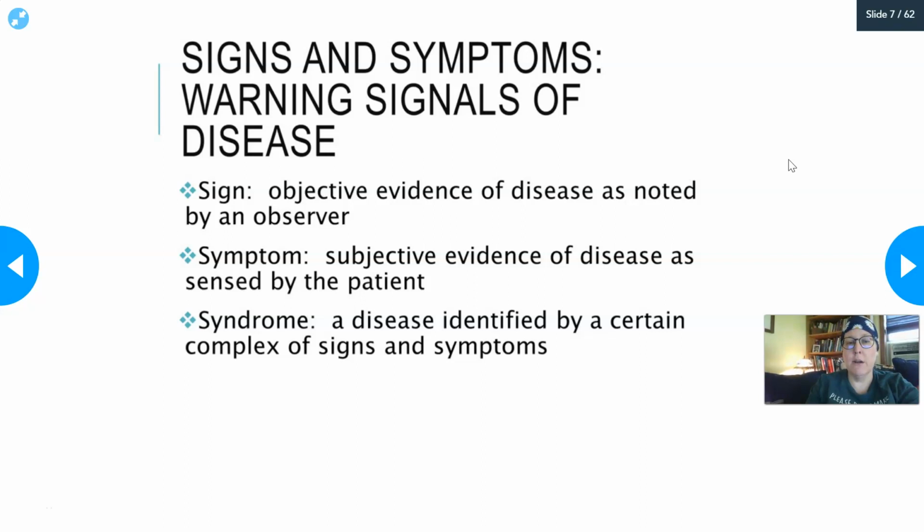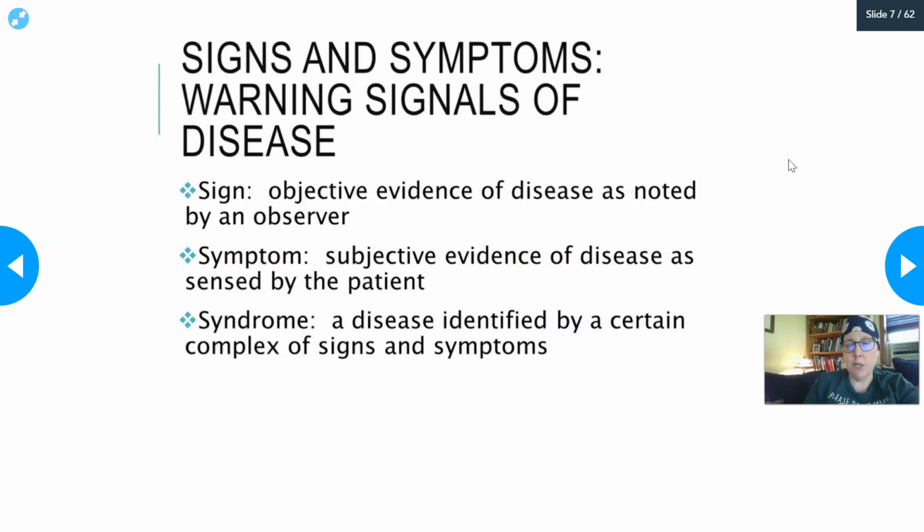A sign is an objective evidence of disease as noted by an observer. If you as a healthcare professional or as a nurse can observe and chart that evidence, then it's a sign. For example, a fever that you can measure that has a specific number, that is a sign. A rash that you can see, a specific wound in a specific location. Those are signs. You can yourself observe them.